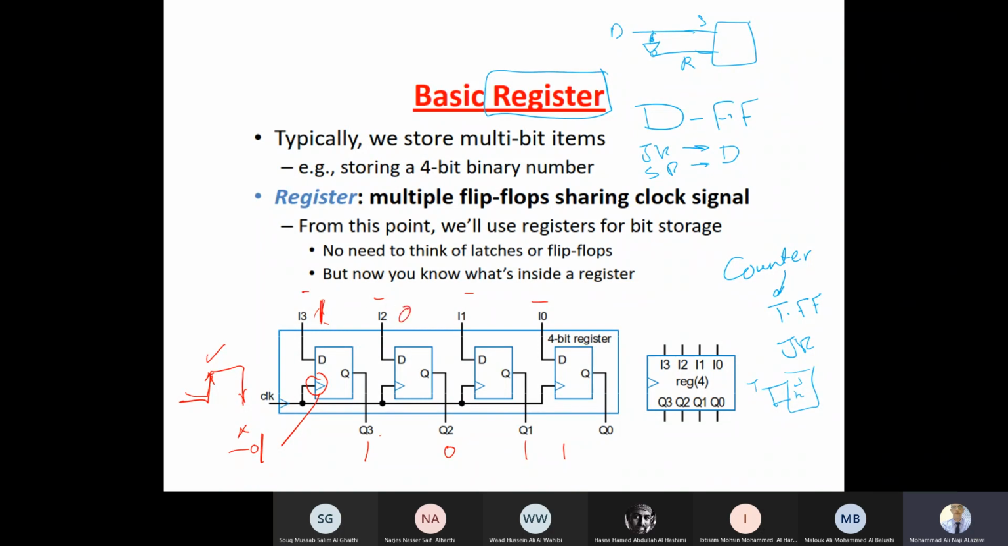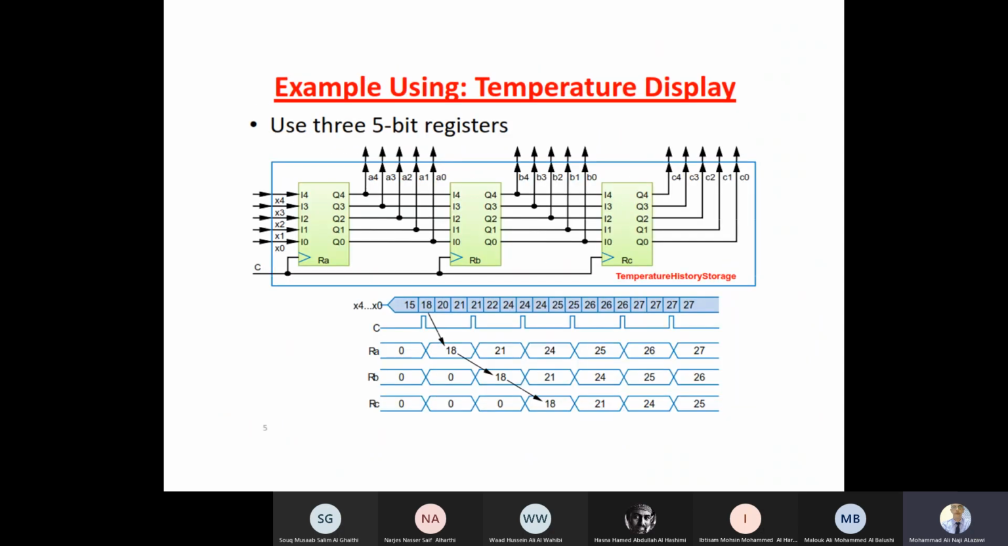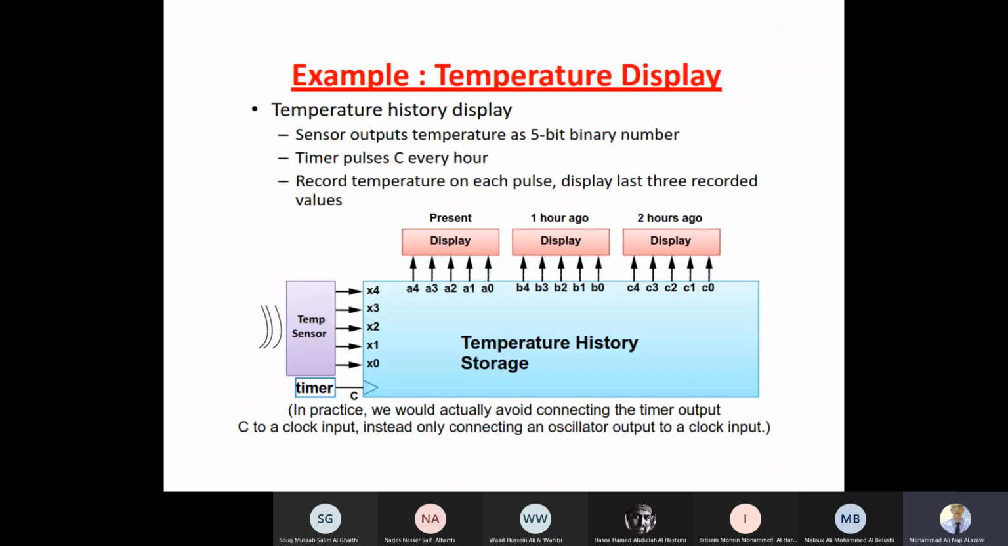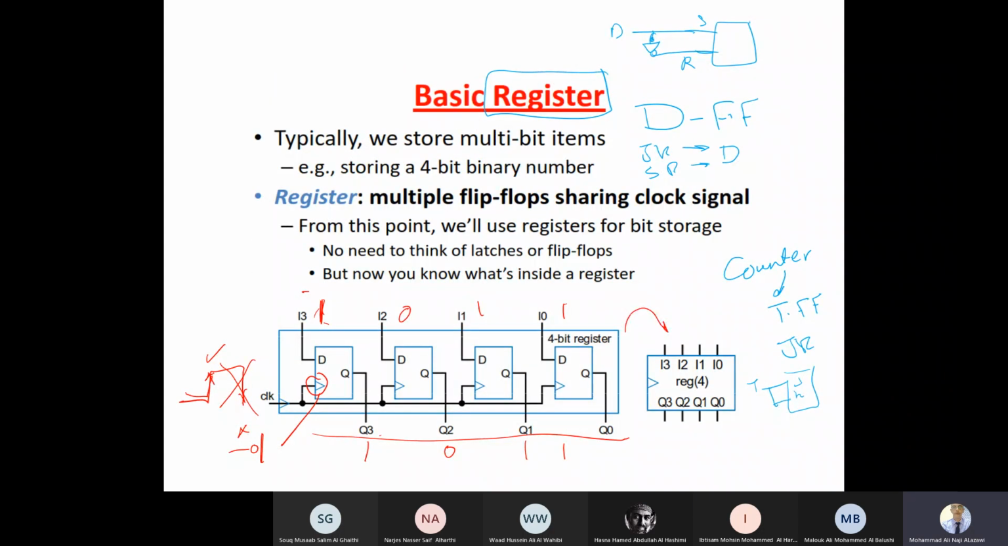So the output is 1 0 1 1. After which, if I remove the clock pulse and remove the input, the D latch will keep the output forever. This is the basic idea of memory: I keep it for a long time, and this can be summarized like this. This is just an example. I don't want to go through it because we'll take better examples. All right. Now binary counter. Again, here we are talking about registers, right?